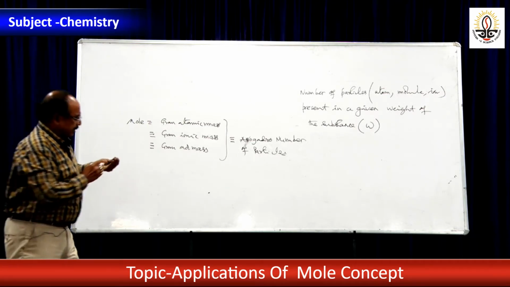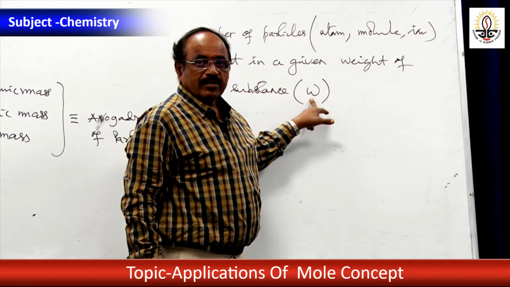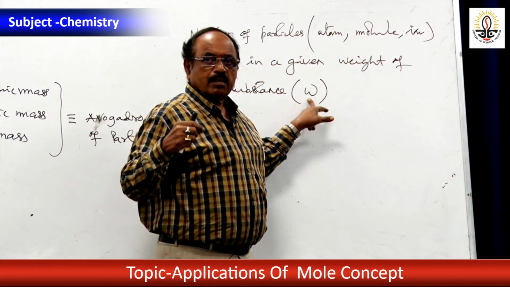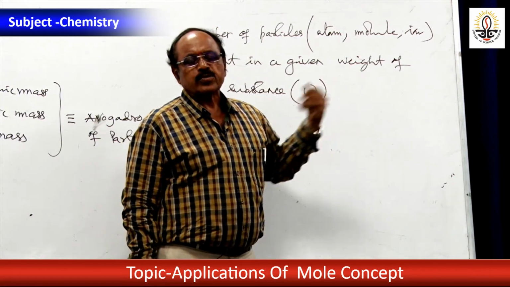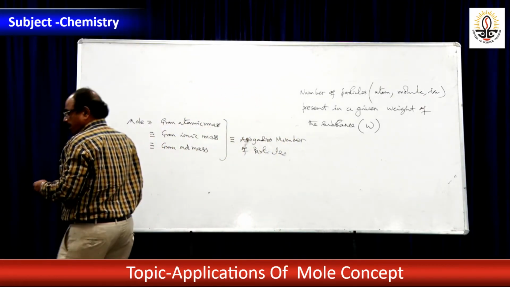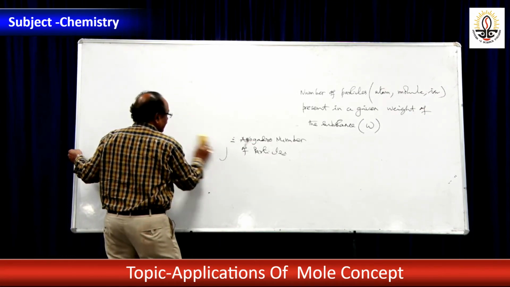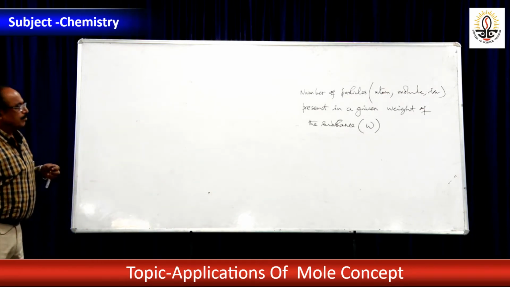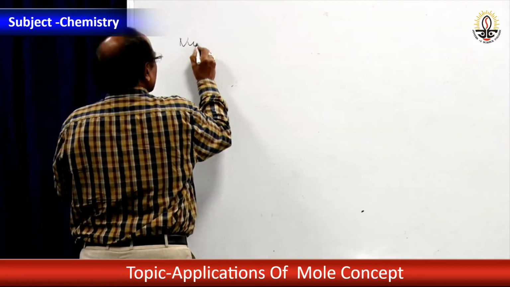We will convert this weight into number of moles. If you convert the weight into number of moles, then you know how many moles there are. 1 mole contains 1 Avogadro number of particles. So, multiply: the number of moles into Avogadro number will give us the number of particles.